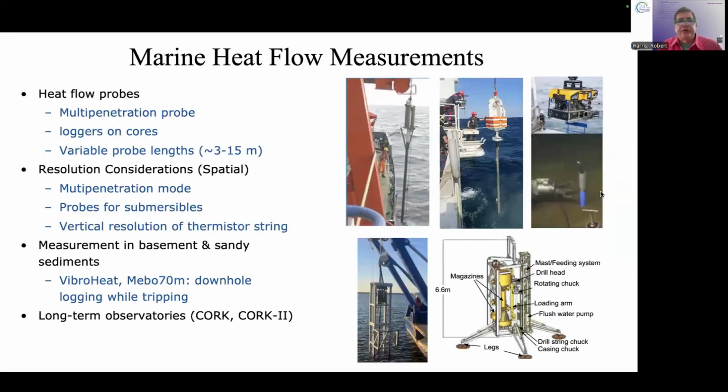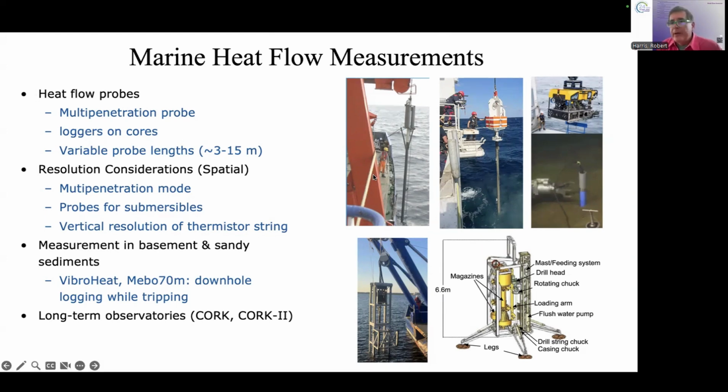Okay, so this is just a simple review of the heat flow measurements. We've been talking about this multi-penetration probe, that is being able to operate a probe in this pogo mode. We just talked about loggers on cores. And in general, these probes have lengths between 3 and 15 meters. The longer the probe, the harder it is to handle on deck, but the deeper you get. And so if you're in areas where you suspect that bottom water temperature variations are impacting your data, you might want to use a longer probe.